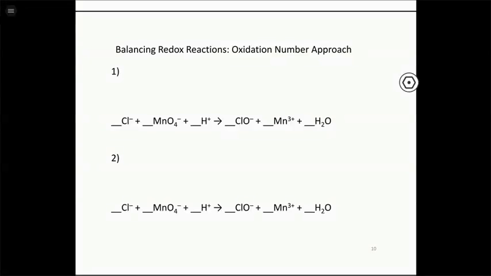You're going to want to learn how to do it this way because these are the types of reactions that it's not going to be very easy to balance by inspection.